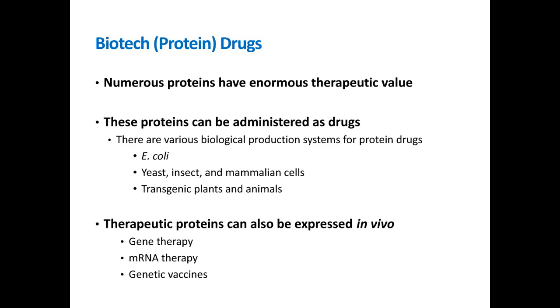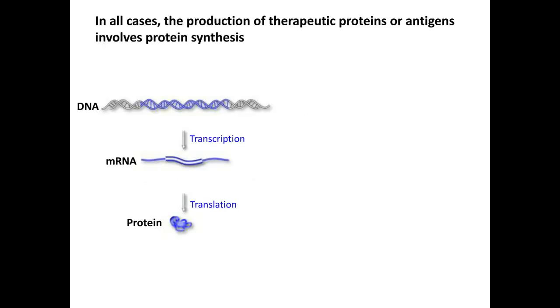But you can also express therapeutic proteins or antigens in vivo, gene therapy, mRNA therapy, DNA and RNA vaccines. So in these cases, the constructs are inside the patient and the protein synthesis is occurring inside the person. So in either case, if you're making a therapeutic protein as an industrial scale process, or if you're expressing it in a person, you have to have protein synthesis. And this is a biological process that occurs in the cells.